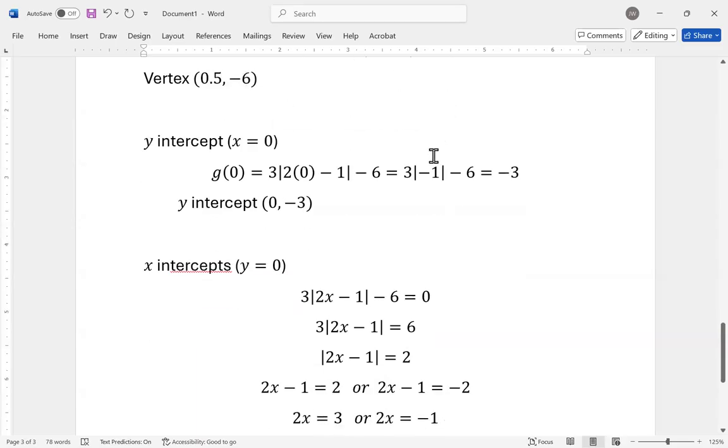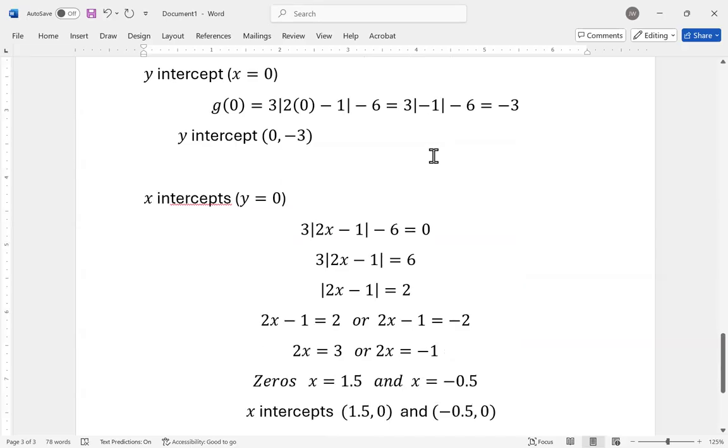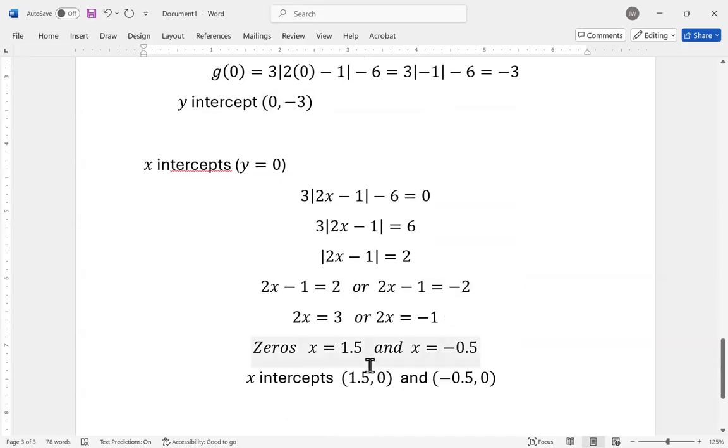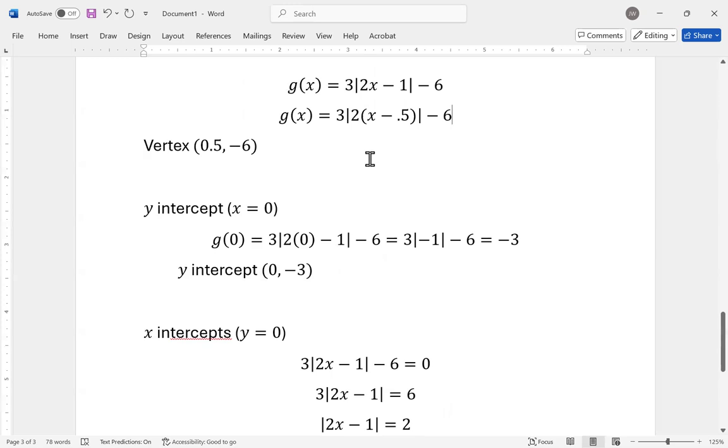Again, on this section, the important parts were finding the y-intercept, singular, and finding the x-intercepts, in this case, plural. Let's go ahead and graph this equation and see what it looks like, just to confirm that we got the correct x-intercepts and y-intercept.